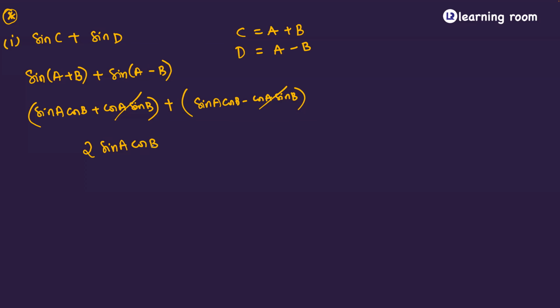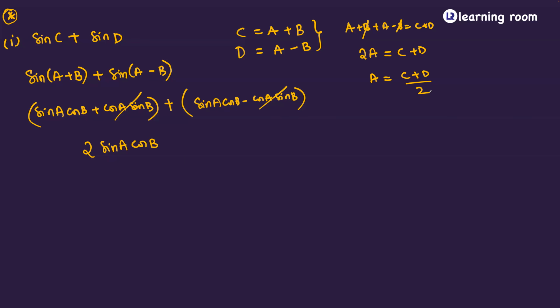But the question says C and D. I should not have A and B here. So I need to bring back the C and D. For that, if I add these two, A plus B plus A minus B, I'll get C plus D. So what will get cancelled? B and B are gone. 2A is equal to C plus D. So A will be equal to C plus D by 2.